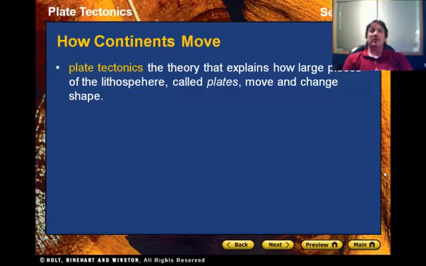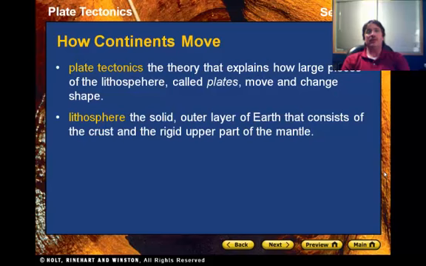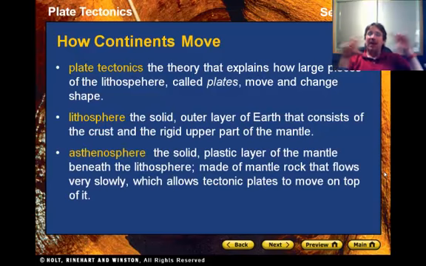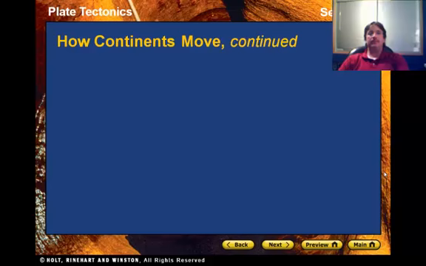Plate tectonics theory explains how large pieces of the lithosphere, which are plates, move and change shape throughout history. The lithosphere is the solid outer layer of the Earth, and it includes the crust and the upper part of the mantle. Now, we've talked about the Earth being broken down in parts before, the crust, the mantle, the core. Well, in this case, we're going to take the upper part of the mantle and the crust to make the lithosphere, and that's where these plates are located. The other part right below that is the asthenosphere, and that's a plastic layer. And that's important because it kind of flows real slow, but because of that flowing, that's what allows these plates to move on top of it.